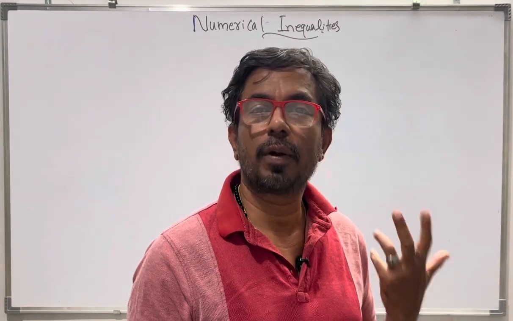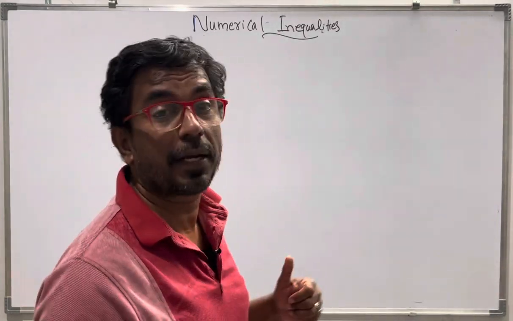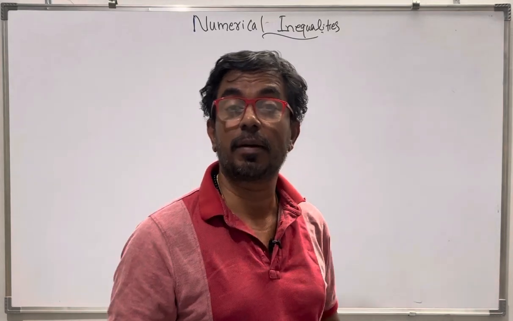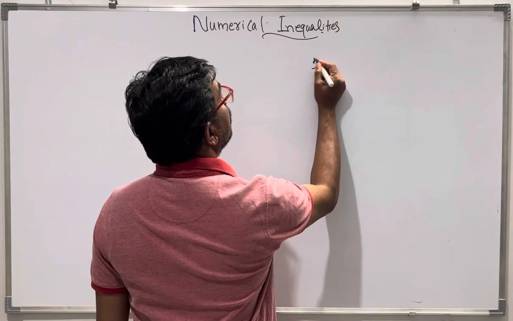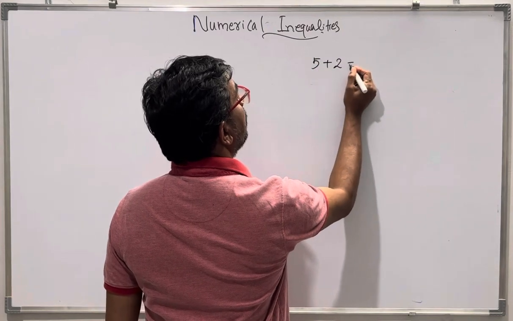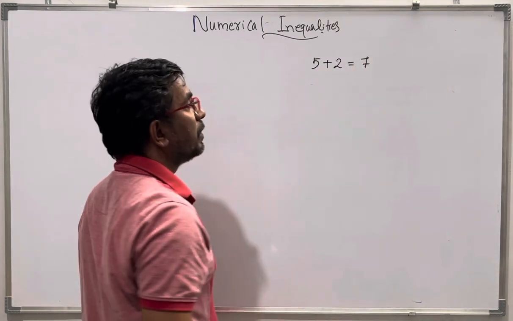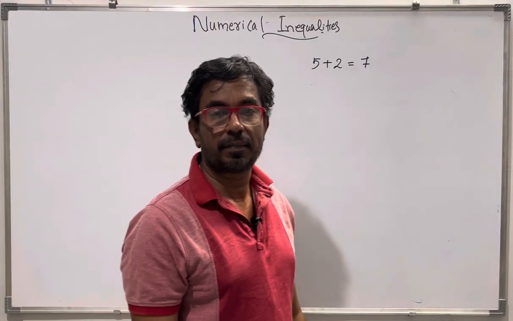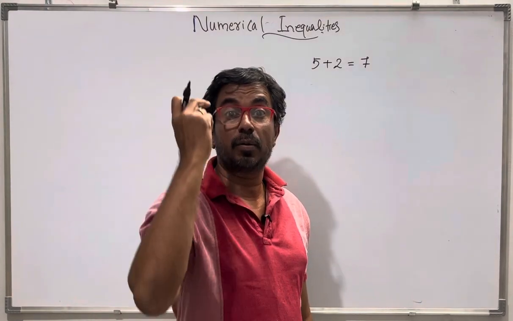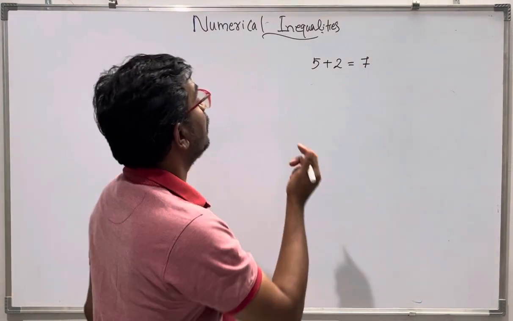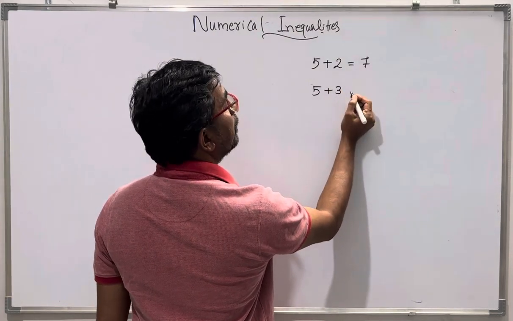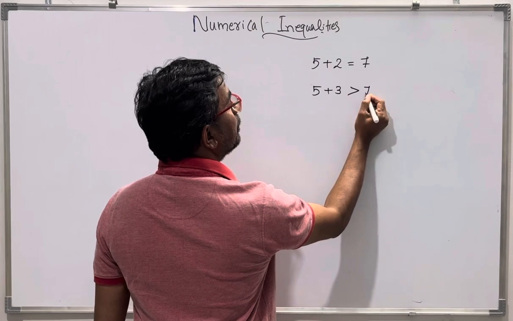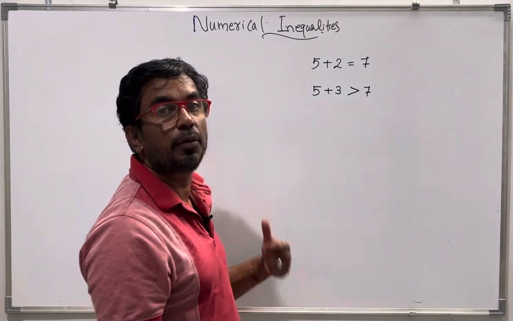Okay, when I speak about a numerical inequality, the first thing I should speak about is an equation. I write here 5 plus 2 is equal to 7. This is a numerical equation. Then what is a numerical inequality? Numerical inequality means if I write here 5 plus 3 is greater than 7, this is a numerical inequality.